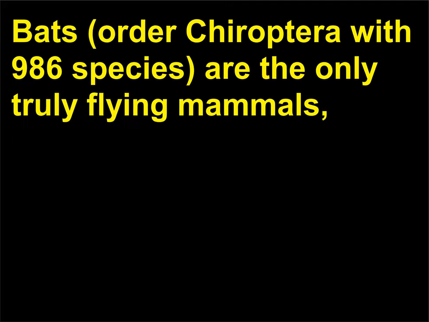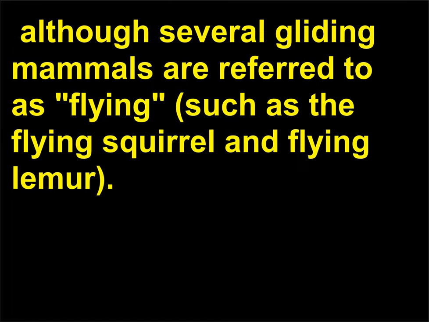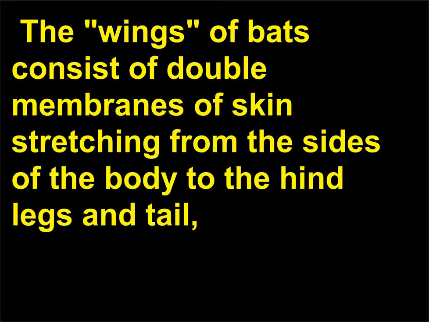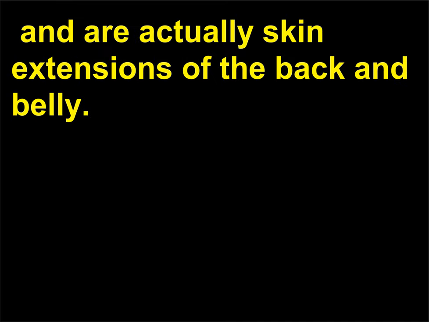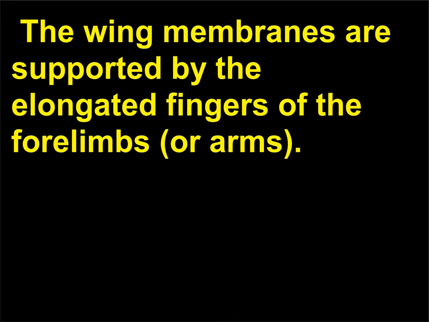Do any mammals fly? Bats, order Chiroptera with 986 species, are the only truly flying mammals. Although several gliding mammals are referred to as flying, such as the flying squirrel and flying lemur, the wings of bats consist of double membranes of skin stretching from the sides of the body to the hind legs and tail, and are actually skin extensions of the back and belly. The wing membranes are supported by the elongated fingers of the forelimbs, or arms.